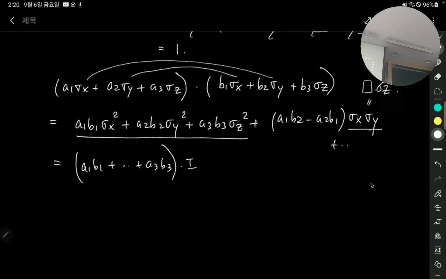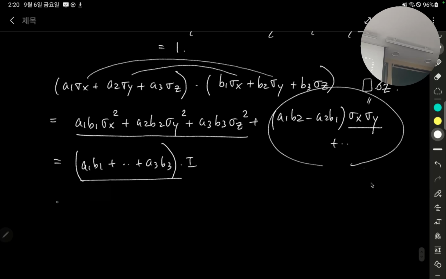Okay, so here is the part with the linear combination of Pauli matrices. Here is the part with the identity, where the coefficients are given by simply the inner product of the given two three-dimensional real vectors, right? So that's how you basically do the calculation.